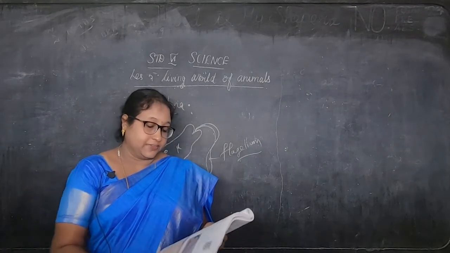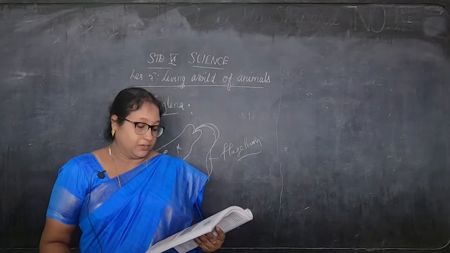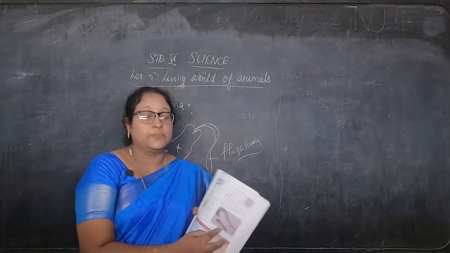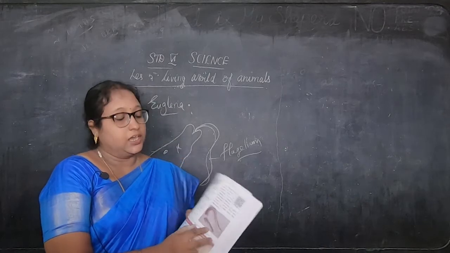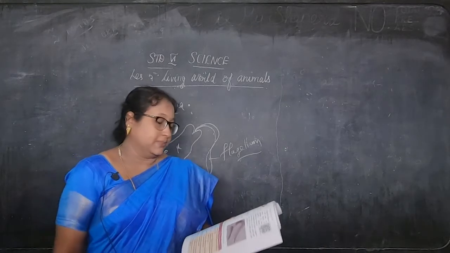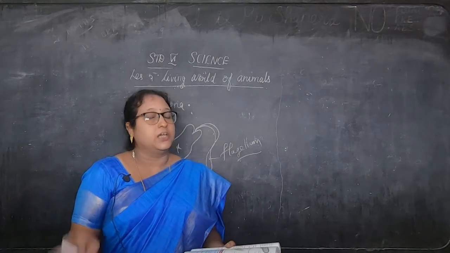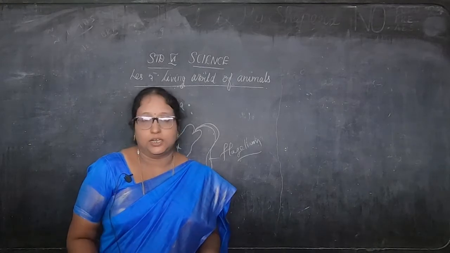Now the differences are given, the difference between the unicellular and the multicellular. The picture given here is an earthworm, children. Okay, so this is one of the multicellular organisms. Now we are going to see the difference between the unicellular and the multicellular organism.